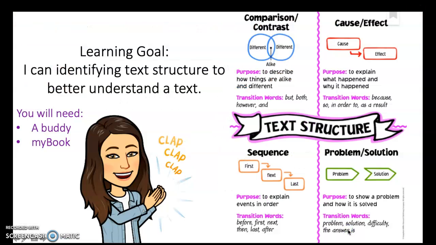Hi, Stallions. Today's learning goal is to identify text structure to better understand a text. For this lesson, you will need a buddy and your My Book for reading. Press pause and get what you need, and press play when you're ready to continue. All right, let's get started.